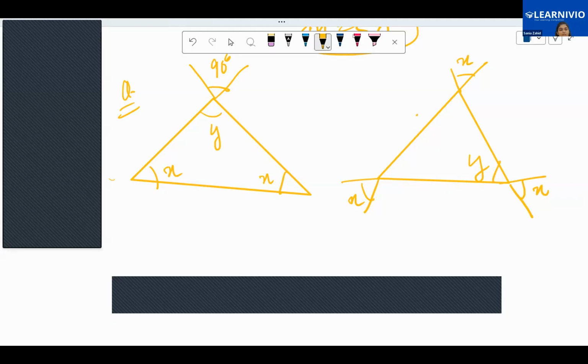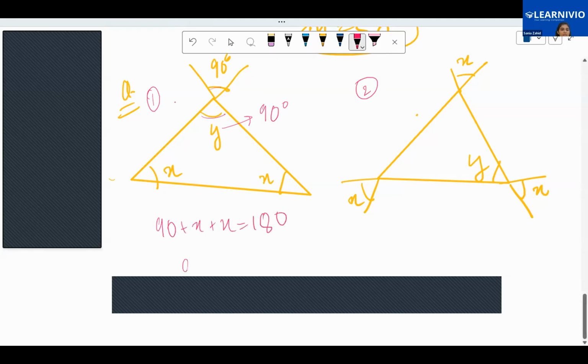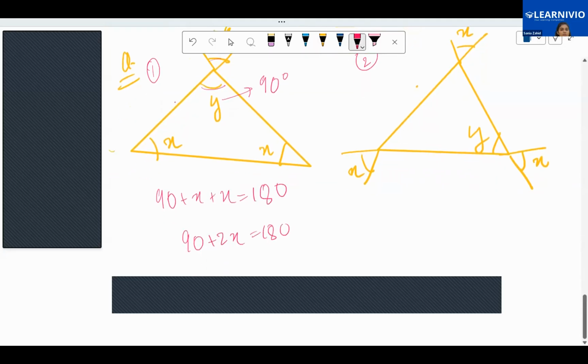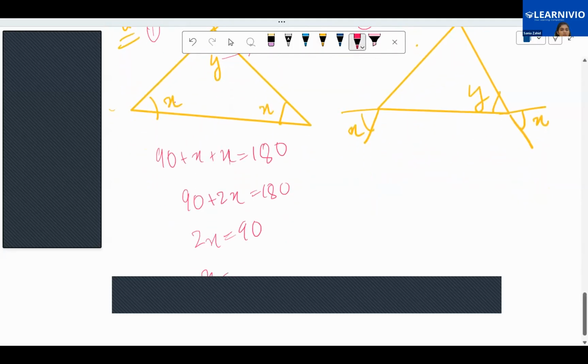Shall we discuss the answers? Ma'am, in the first one, I did y, but x I cannot understand how to do. Okay, see. For the first one, y is equal to 90 degree, because 90 degree and y are vertically opposite angles. Now you know 90 plus x gives you 180 degree. So 90 plus 2x is equal to 180 degree. So here 2x is equal to 90 degree and x is equal to 45 degree.